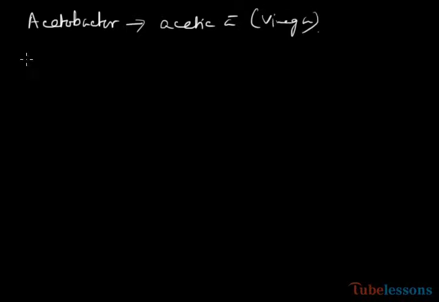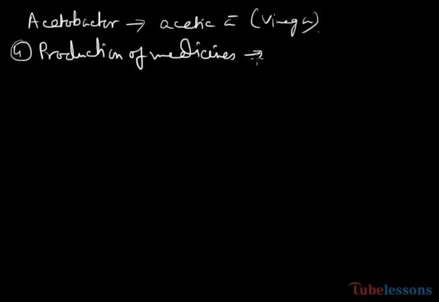Next, one of the most important things is the production of medicines. We all know the name of antibiotics, commonly used for controlling bacterial and fungal infection. The group of drugs is known as antibiotics. This antibiotic is produced by none other than microorganisms.